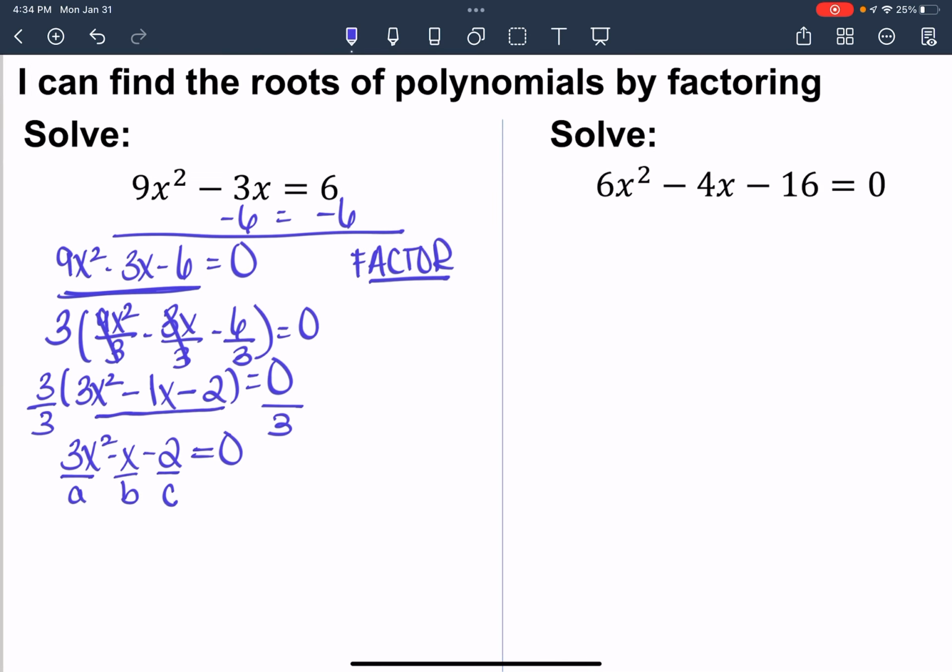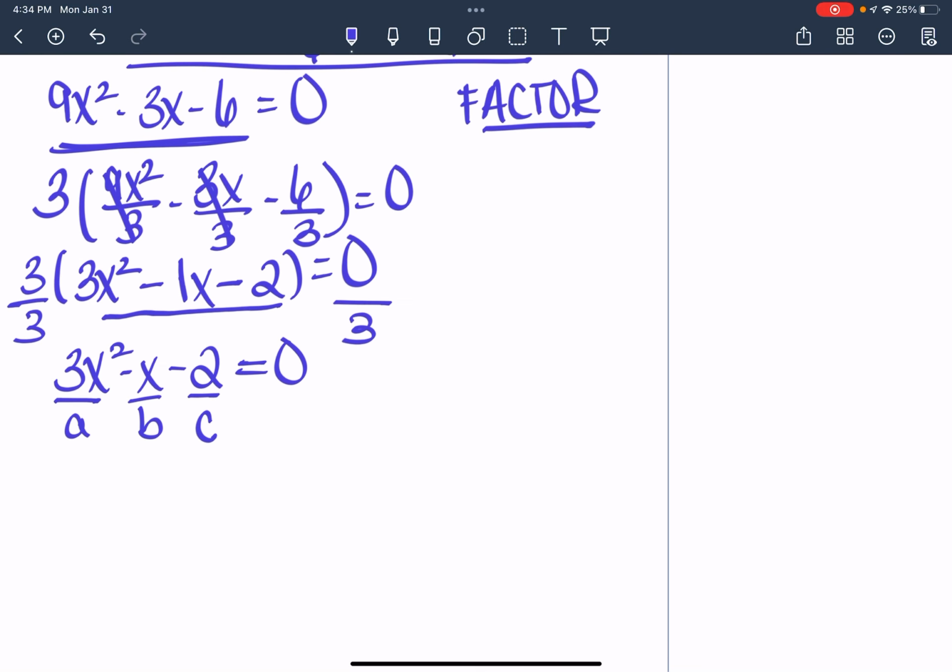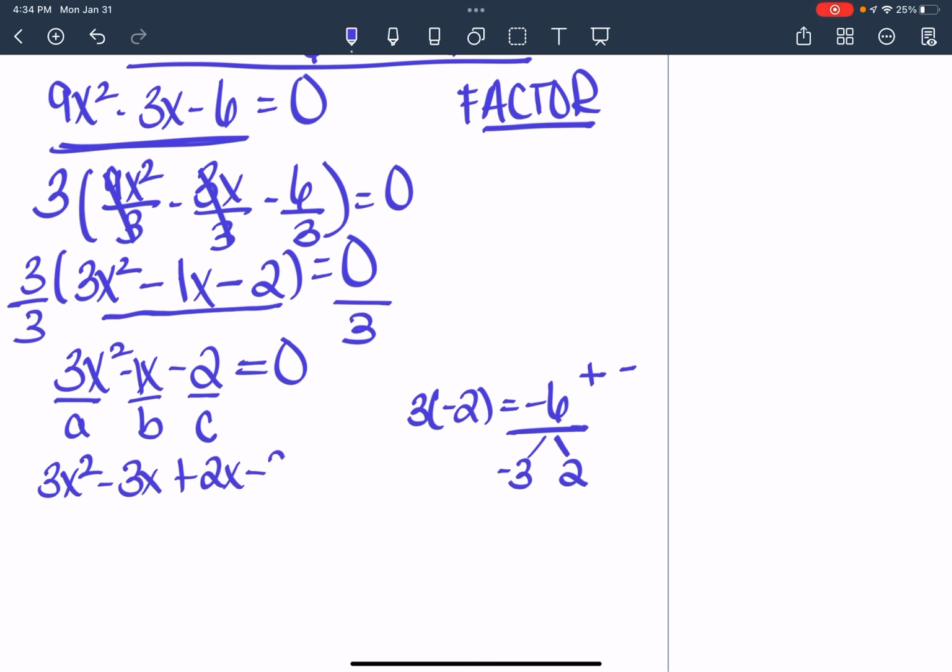So what I do is I multiply A times C. So I do 3 times negative 2. That gives me negative 6. So once again, I have a negative product. So I know I have one that's positive and one that's negative. So I need two factors of negative 6 that'll add up to B, which is negative 1. So the correct combination is negative 3 and 2. So when I write this out, I get 3x squared minus 3x plus 2x minus 2 equals 0.